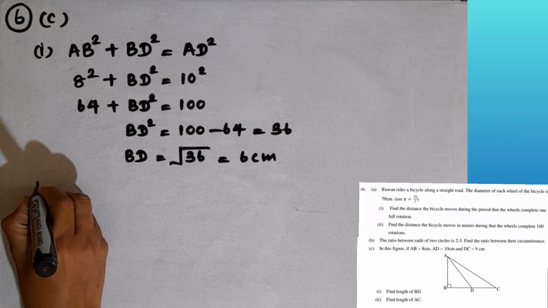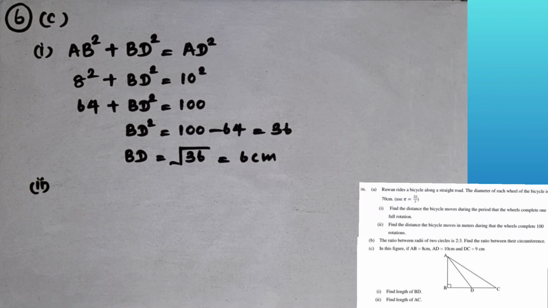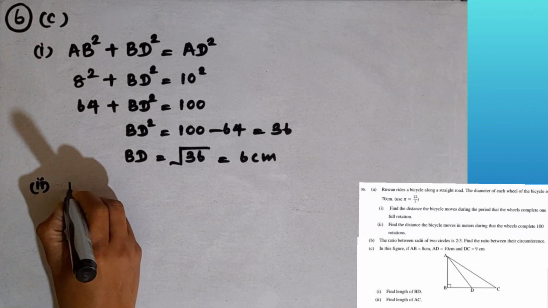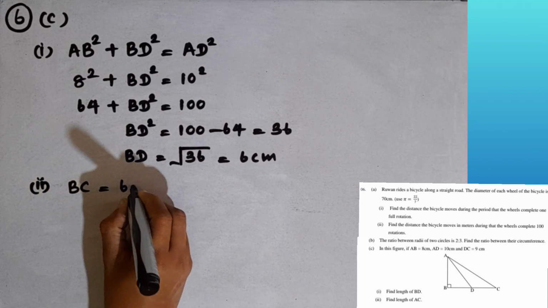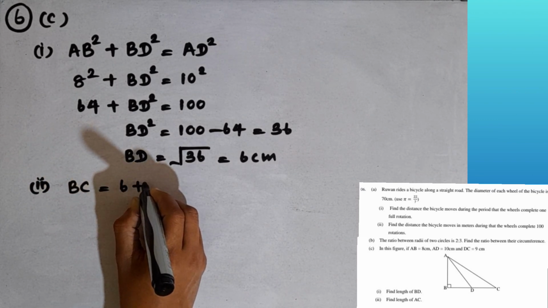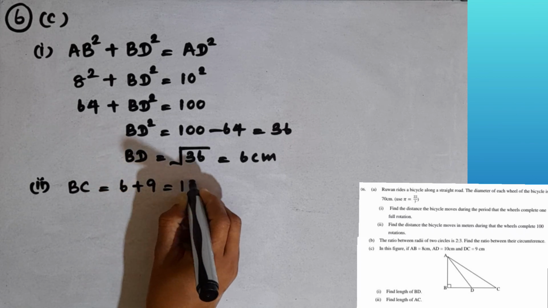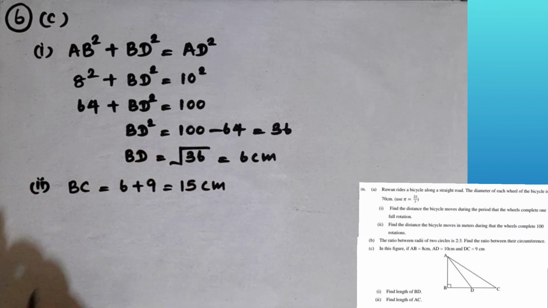Then second one, find the length of AC. DC we are given 9 centimeters. So, the total length of BC is equal to 6 plus 9, 15 centimeters. Now we can use the Pythagoras relationship for the ABC large triangle.